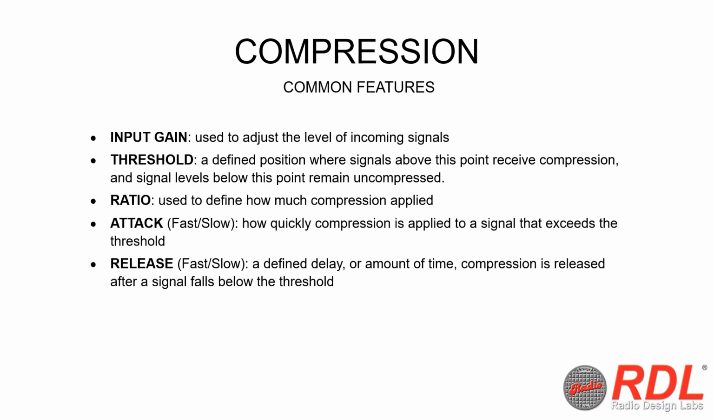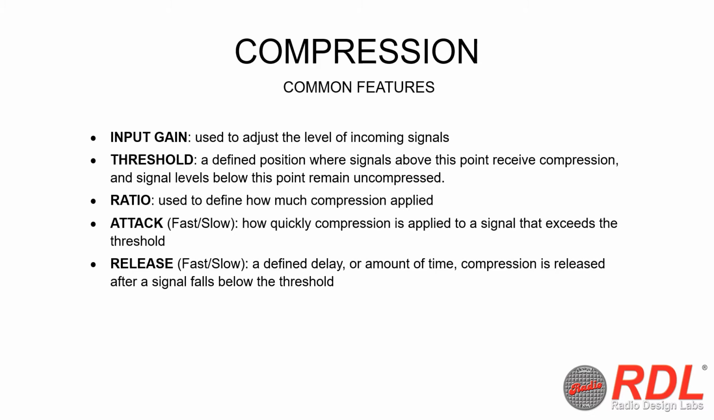Different models of compressors are designed with many different features for modifying audio signals. The reason for this is there are many different types of signals which require a variety of applied compression features to be controlled properly. I'll discuss some of the more common features. The first is input gain, which is used to adjust the level of the incoming signals. Next is threshold. This is a defined position where signals above this point begin to receive compression. Signals below this point, or below the threshold, remain uncompressed.